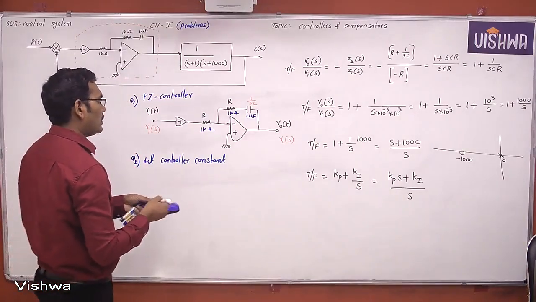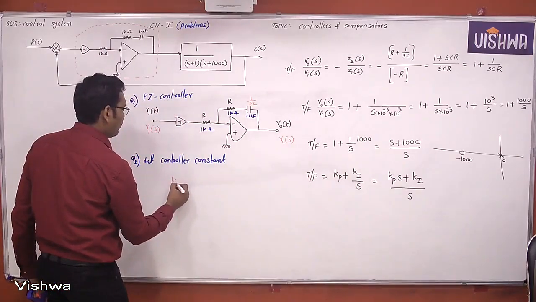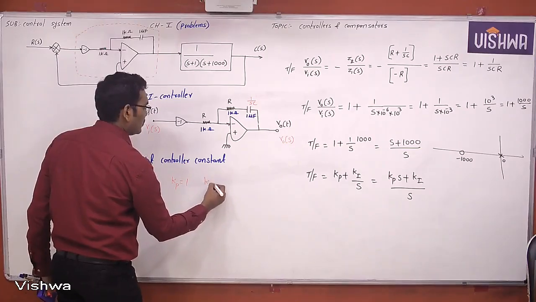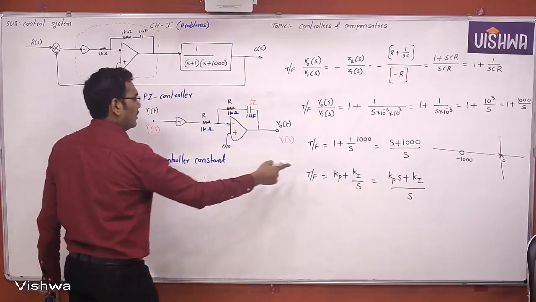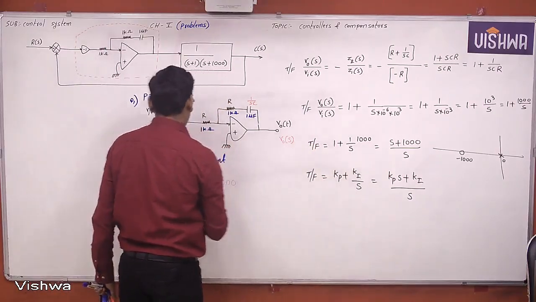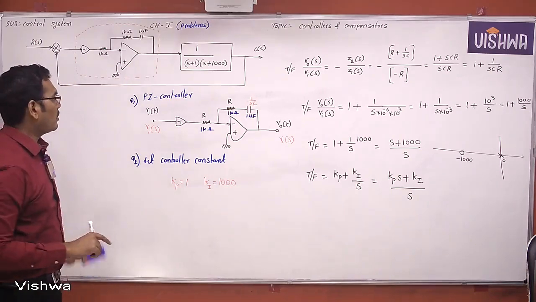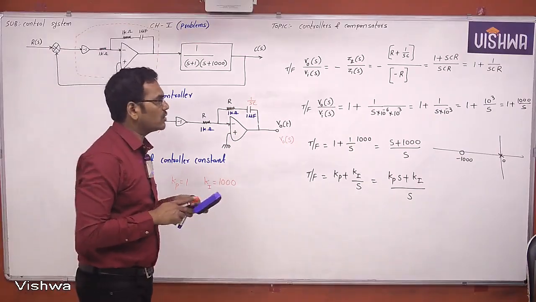Now the controller constants are, while you are comparing, Kp equal to 1 and Ki equal to 1000. This is the answer to question number 2: determine the controller constants. Okay. Now first you finish these 2 questions and we will see the last question. Third question in the same.